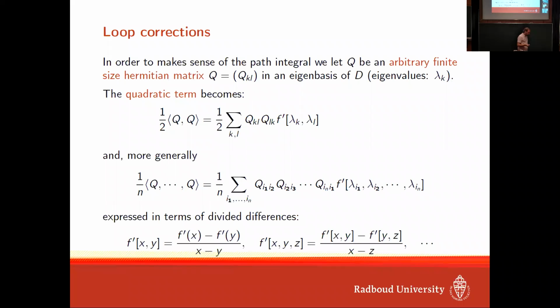Then the quadratic form has a very nice expression, which is that type, q_{kl} q_{k'l'} lambda_k lambda_l. And more generally, I have these expressions where it's like a trace, but there's a form factor which comes from divided differences, like here on the bottom.